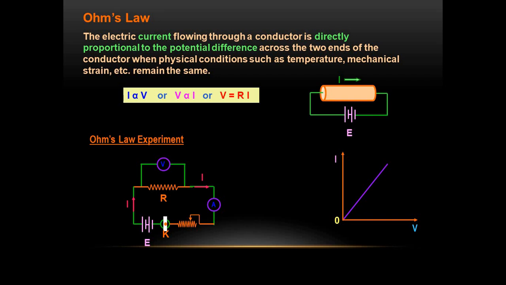The metallic conductors constitute a special case in that the current-voltage graph for them passes through the origin and is also linear over a wide range of voltages. For several conductors such as diodes, thermistors, bulbs, and semiconductors, the current-voltage graph may not be linear. They are non-linear actually, and they do not obey Ohm's law. So that means Ohm's law also has its own limitations.